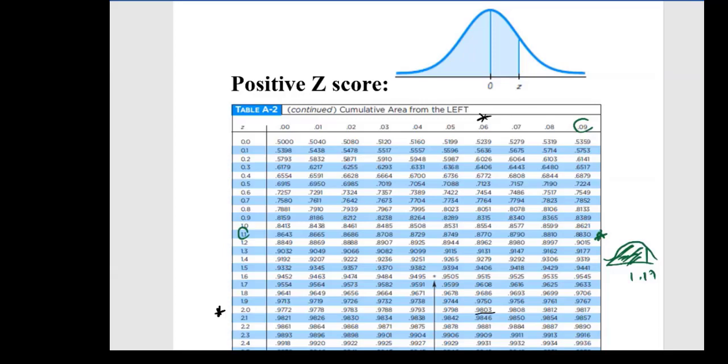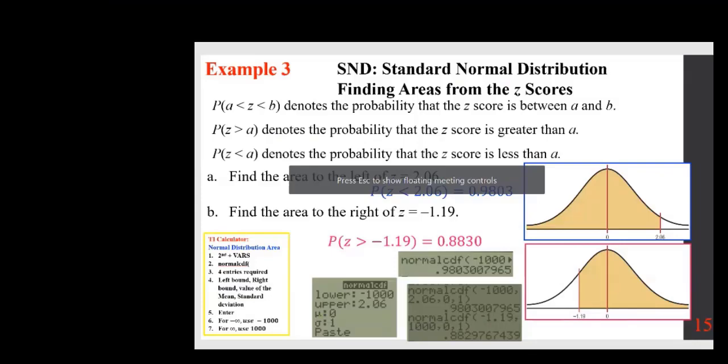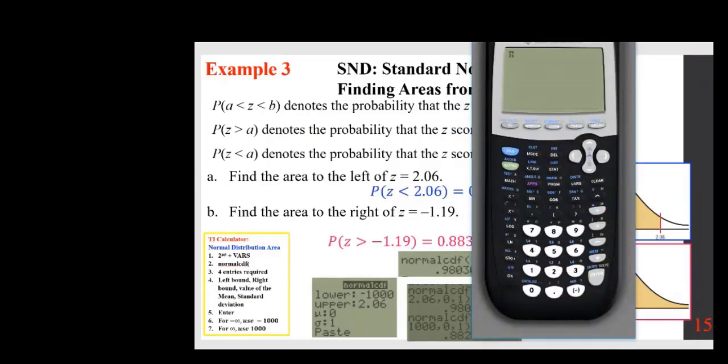It is faster to use the fact that they are symmetric, and therefore you go with positive 1.19, you can get to the answer. All right, let's do this as far as a calculator is concerned. So second var stands for the variables. Bring it down to number 2, normal CDF. Okay, lower. Now, -1, just put any number. That's good enough. But let's put minus.